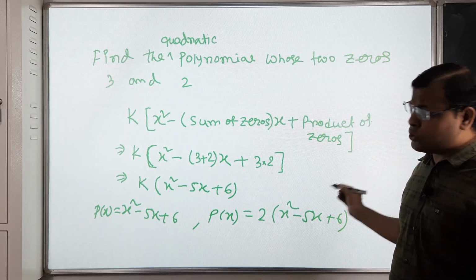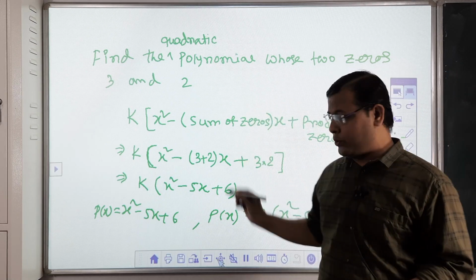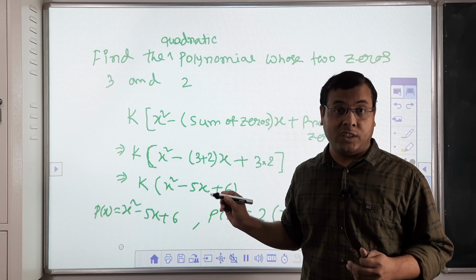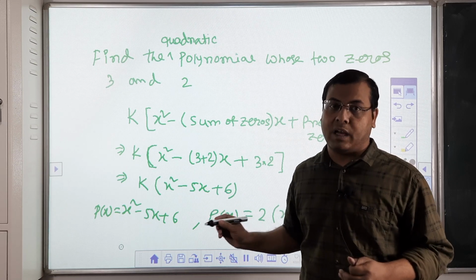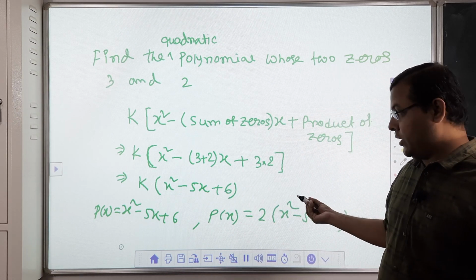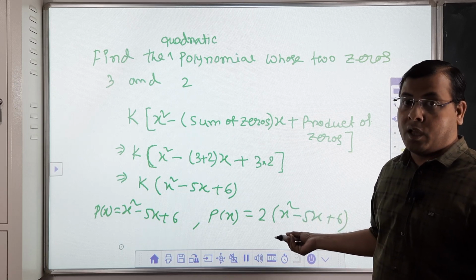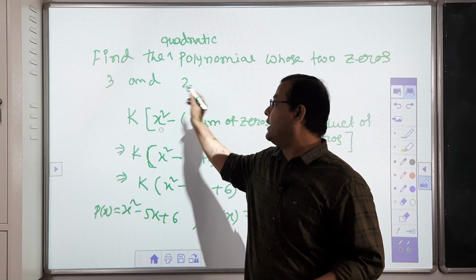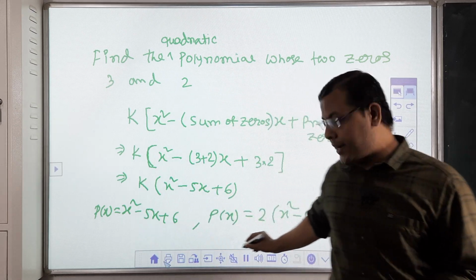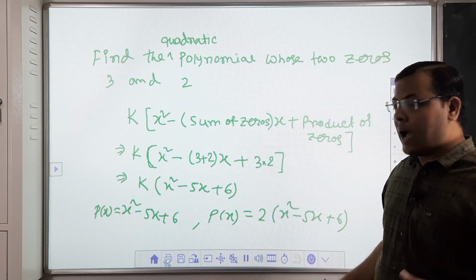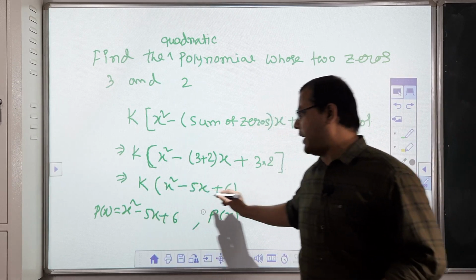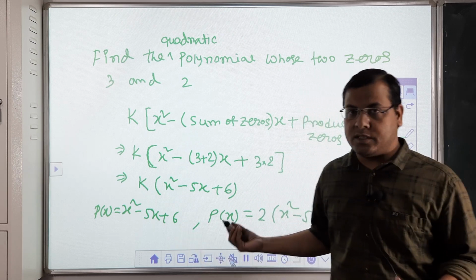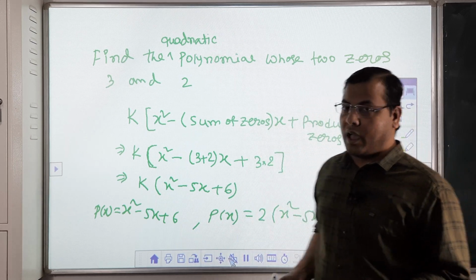But the zeros of all these polynomials are 3 and 2, because the constant term k does not affect the zeros and also does not affect the degree of the polynomial. If the question is to find a quadratic polynomial having the zeros 3 and 2, you can write any one of these polynomials. Otherwise, you can write it in this form, k into x square minus 5x plus 6, where k is any real number. This is also your answer.